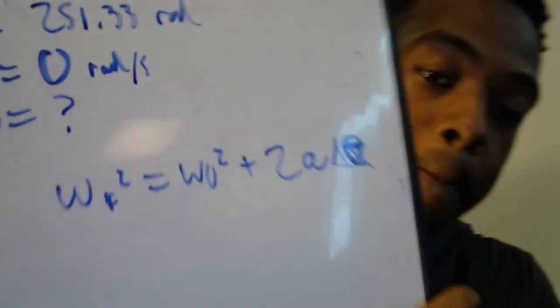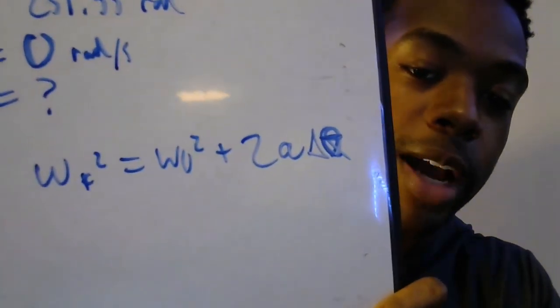Easy. And you want to find alpha, so take a second, look over your formula sheet, pause if you need to, and we're going to use omega final squared equals omega initial squared plus 2 times alpha times the change in theta. So that's what I'm looking at. That formula right there.